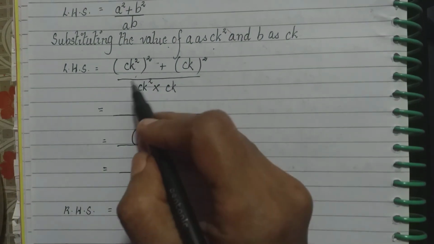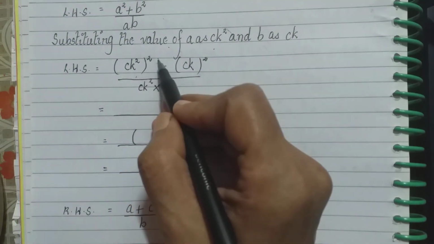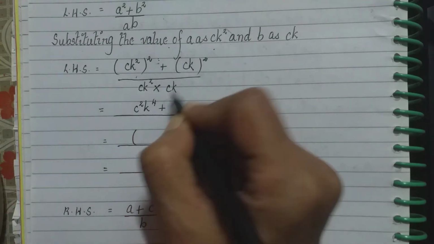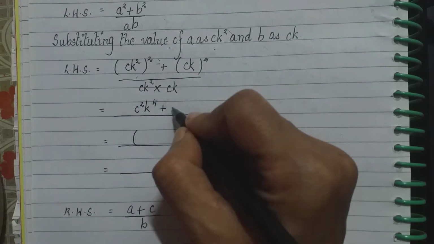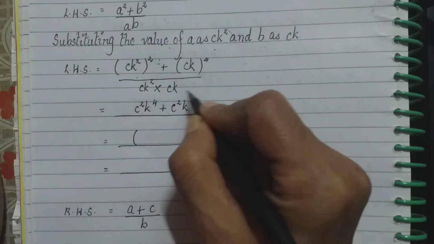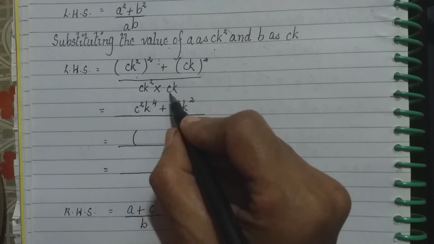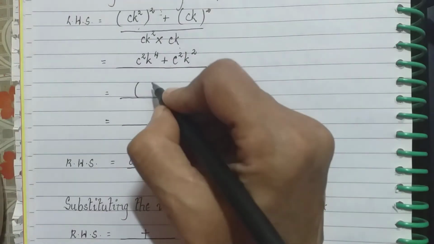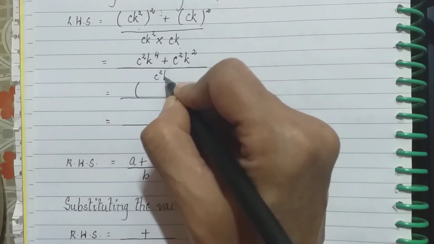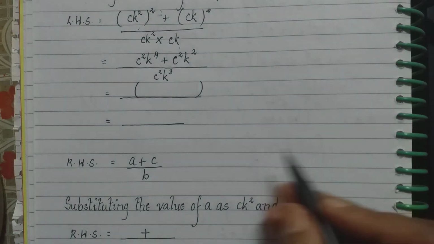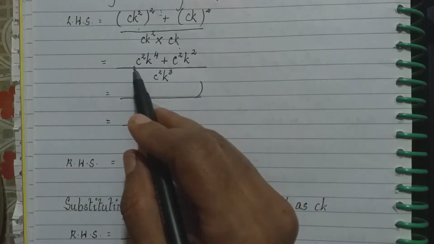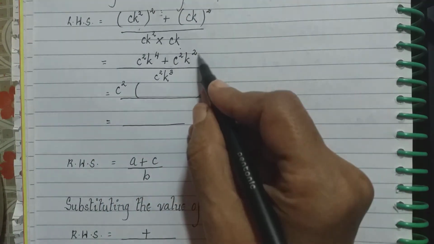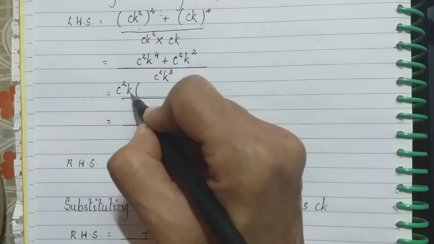Now in the next step we will square and write. So this becomes c square k raised to 4. C square k raised to 4 plus this is c square k square. In the denominator c into c square k square into k cube. Okay, so here we write c square k raised to 3. Now look at the numerator. C square is there in both. So we take c square common. Here I have k raised to 4 k square. So the lower one we have to take, that is k square.